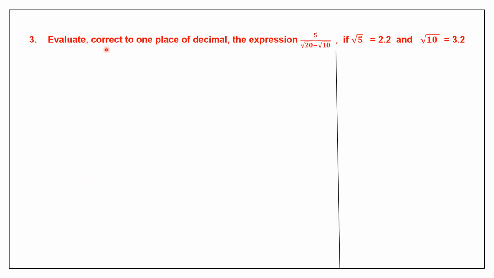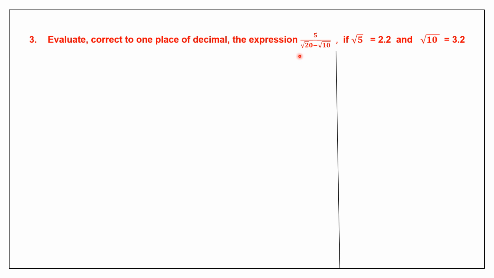Question 3. Evaluate, correct to one place of decimal, the expression 5 by the root of 20 minus root 10, if root 5 is equal to 2.2 and root 10 is equal to 3.2. So we've been given the value of root 5, but we don't have root 5 anywhere here. So we have to simplify some of these numbers, whereas root 10 is given. So root 10, we can substitute with 3.2. So in that case, root 20, let's simplify.